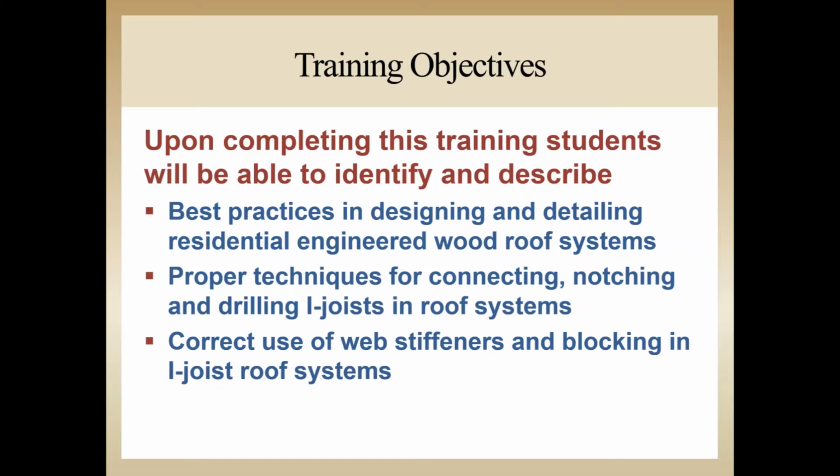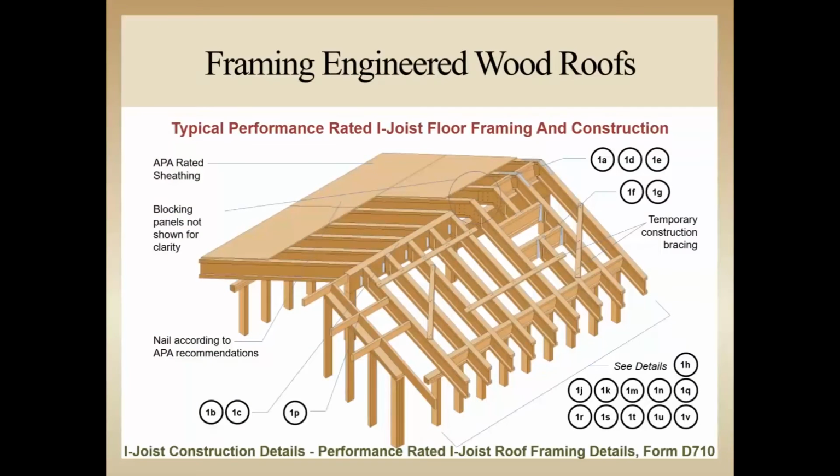Now today we'll be reviewing installation recommendations based on APA I-joist construction details. Performance-rated I-joist roof framing details, Form D710, is the base of our training today. Now this diagram calls out the various framing details that we'll be looking at. You can also find this information on page 8 of the publication.